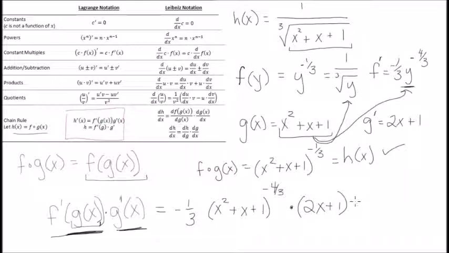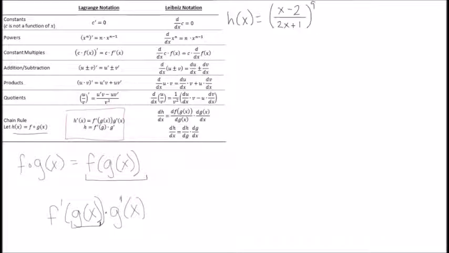If you want to, you can rewrite that. I would generally leave the 2x plus 1 on the top, not worry about distributing. I have a minus sign times the entire function, and I'll leave the 3 on the bottom with x squared plus x plus 1 to the negative 4/3. So here's another example. This is probably a good time if you want to pause the video to see if you can work out the example on your own, and then I'll go through the solution.